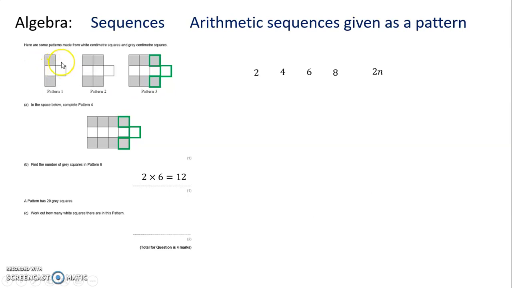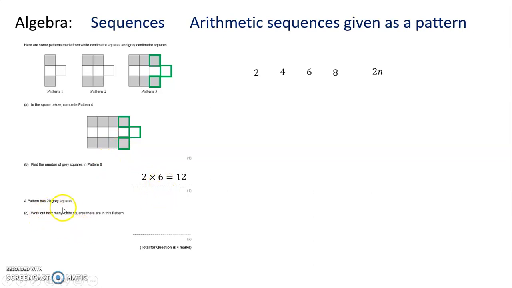The other way is to analyse the pattern itself and say, well, pattern number 1, I've got 2 lots of 1. Pattern number 2, I've got 2 lots of 2. Pattern number 3, 2 lots of 3 rather. Pattern number 4, I've got 2 lots of 4. So pattern number 6, I'll have 2 lots of 6.